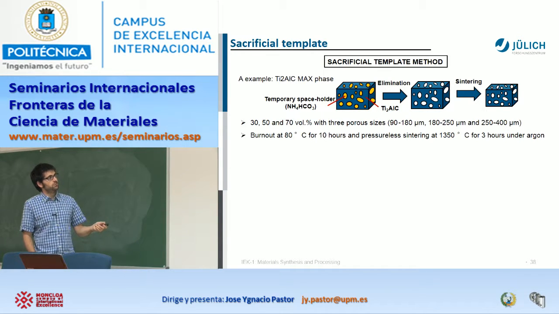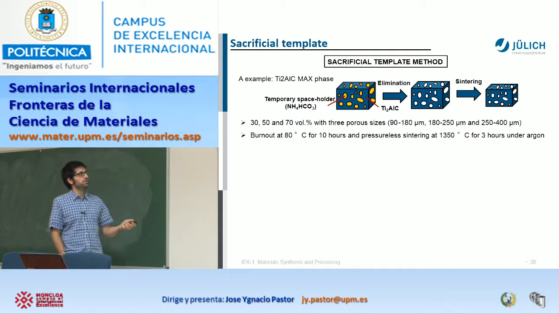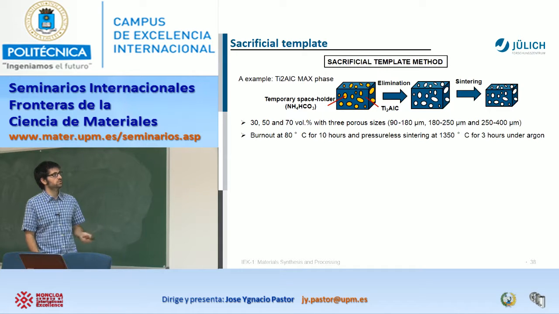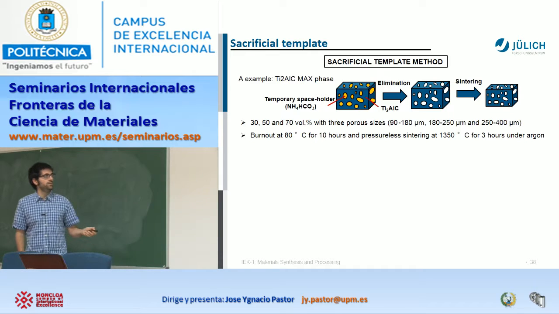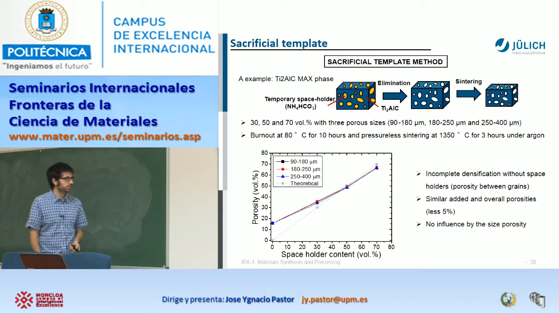Between 90 and 180, 180 and 250 microns, and 250 and 400 microns of this porosity, okay? Then we heat until 80 degrees to decompose this material and generate the gas, and it's removed for 10 hours, okay? And then we do the pressureless sintering of our material to obtain the final compound, okay?